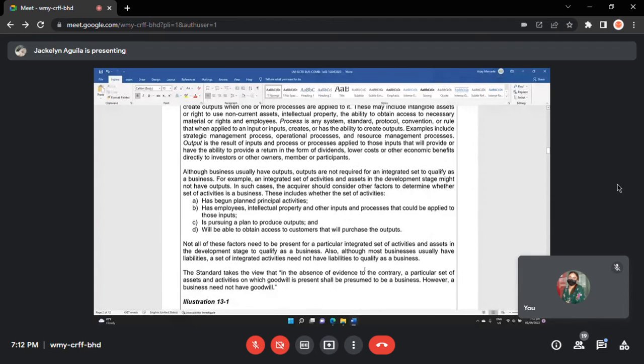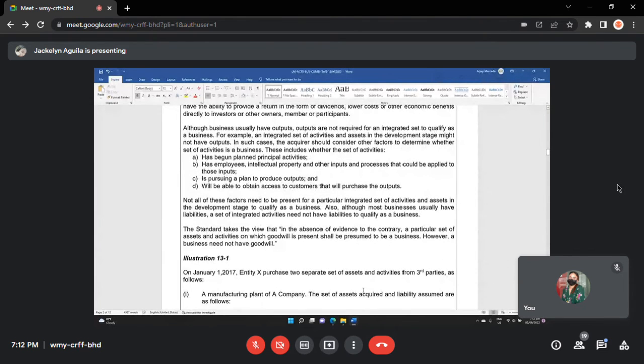Process is any system, standard, protocol, convention, or rule that when applied to an input or inputs, creates or has the ability to create outputs. Example is strategic management process, operational processes, and resource management processes. Output is the result of inputs and processes applied to those inputs that will provide or have the ability to provide a return in the form of dividends, lower cost or other economic benefits directly to investors or other owners, members or participants.